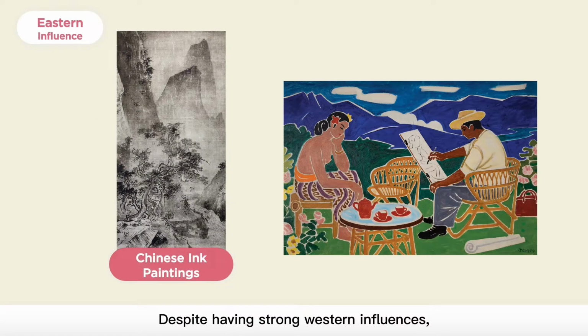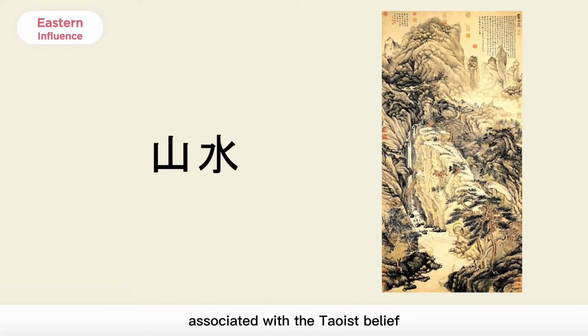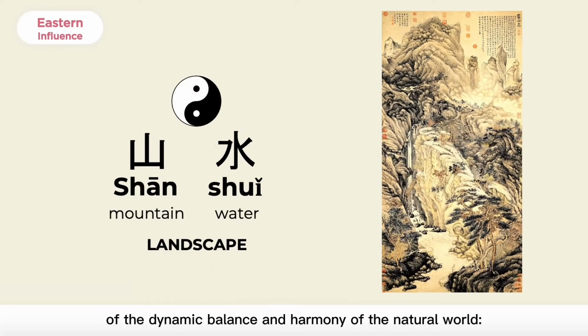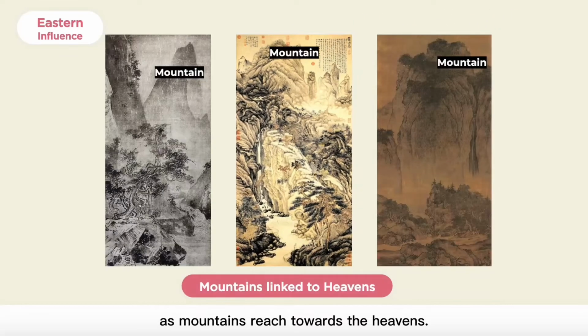Despite having strong Western influences, Liu Kang also fused influences of Eastern Chinese ink painting, the most revered Chinese painting style. These landscape paintings are called Shanshui paintings, which means mountain and water, associated with the Taoist belief of the dynamic balance and harmony of the natural world, land and water, darkness and light. These paintings are also associated with the spiritual, as mountains reach towards the heavens.